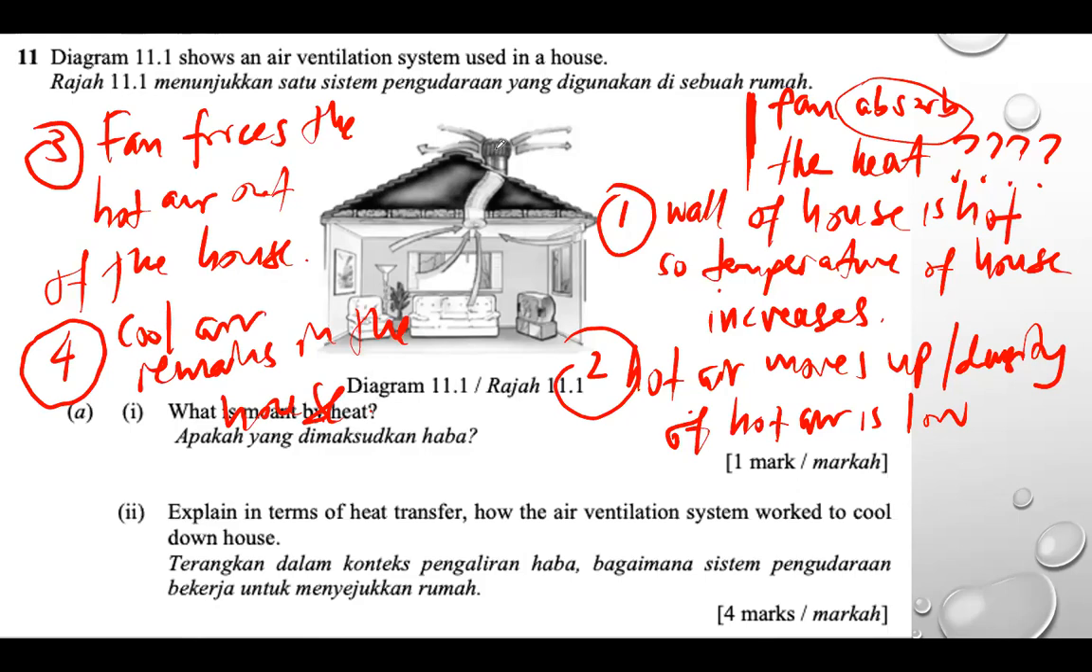Okay? Actually, how many of you got ventilators like this at home? I'm sure everyone has a ventilator at the kitchen, okay? The one on the wall. That's pretty much how it works. When the fan moves, it sucks out the hot air. It doesn't absorb the hot air. Okay, be very careful with that.